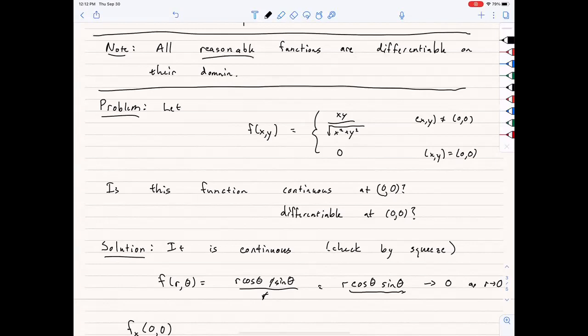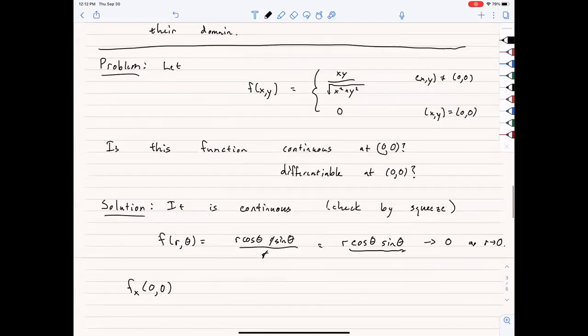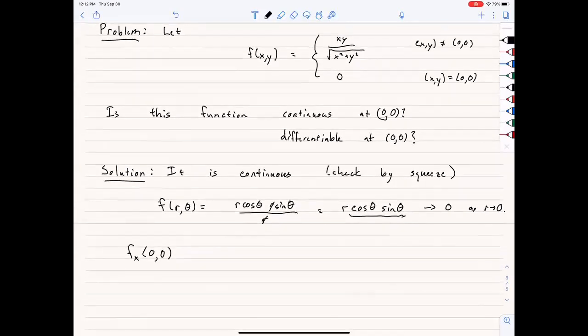Right? Anything reasonable, you should not do this, but this is not a reasonable function. I've got this weird definition here, which is a case definition. So here, rather than do what you always do, which is use your rules for one variable calculus and take derivatives, you have to use the definition.